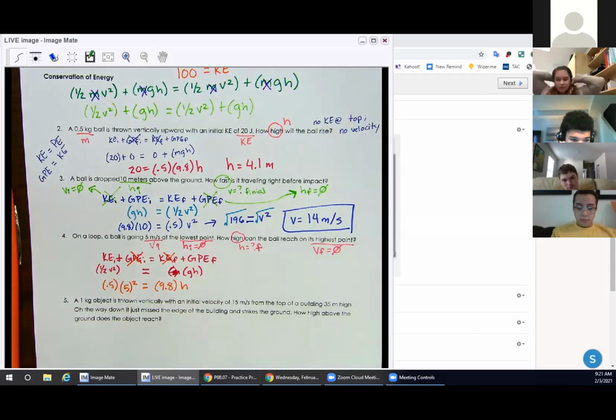Rules of algebra, what's the first thing you need to do? Multiply the 0.5 with 5 squared. Don't forget to square that 5. So that's going to be 25 times 0.5.